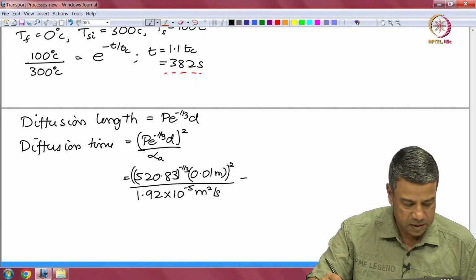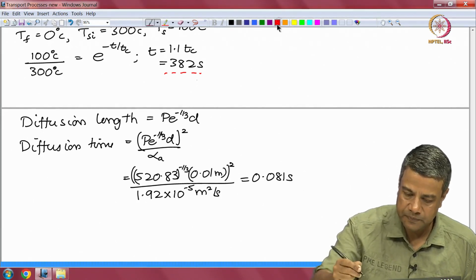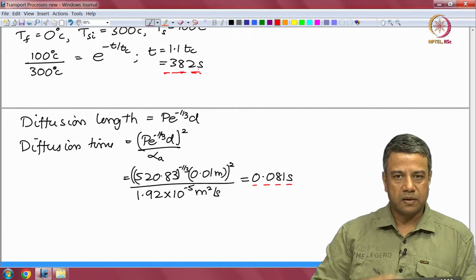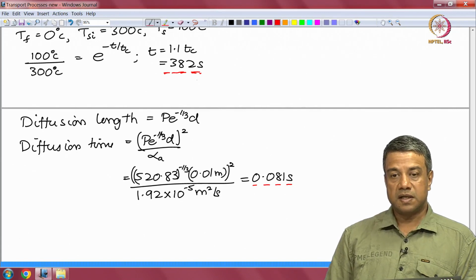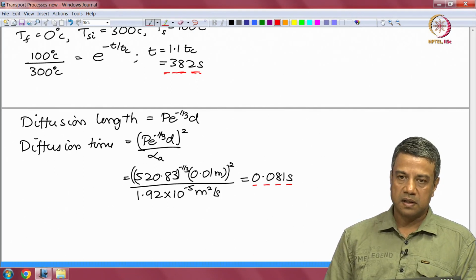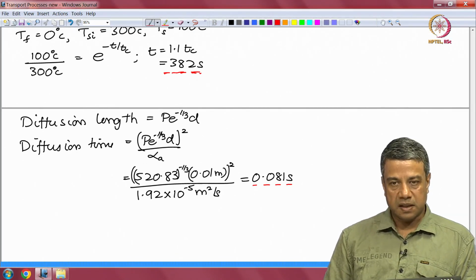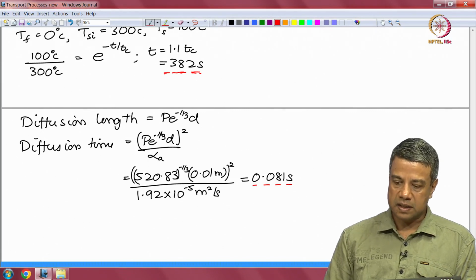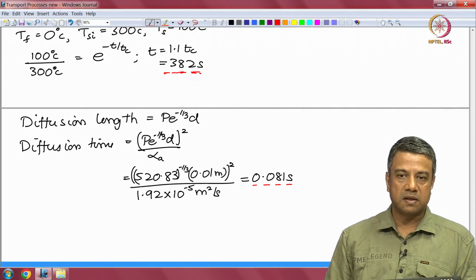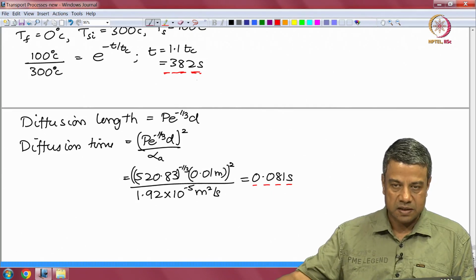And if you calculate this, it comes out to be 0.081 seconds. And you can easily see that this is much smaller than 382 seconds. So, it reaches steady state very fast, and that is the reason that I can use a correlation that is valid at steady state in this case. Because the characteristic time is of the order of more than 300 seconds, whereas the diffusion time it takes for establishing the temperature field around the particle is only less than 0.1 seconds.